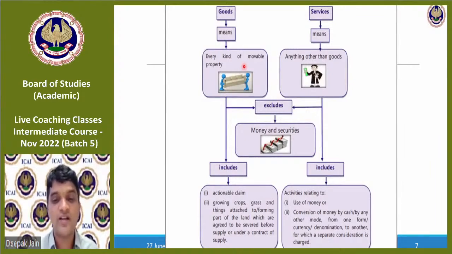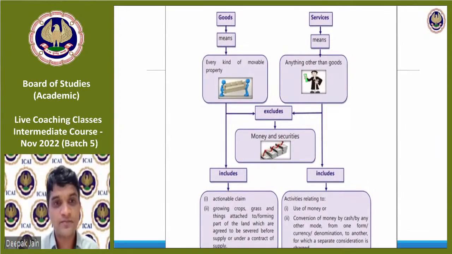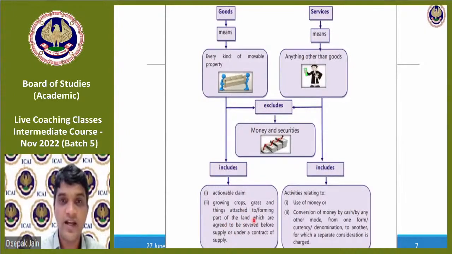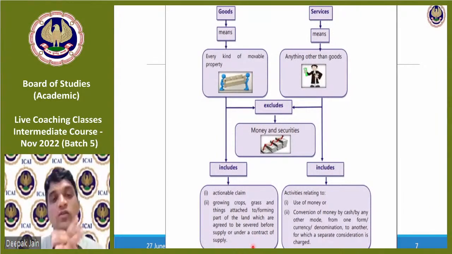Goods means every kind of movable property, excluding money and security, but includes actionable claim, growing crops, grass and things attached to or forming part of the land, which are agreed to be severed before supply or under a contract of supply. Okay, one by one, we'll go again with this.